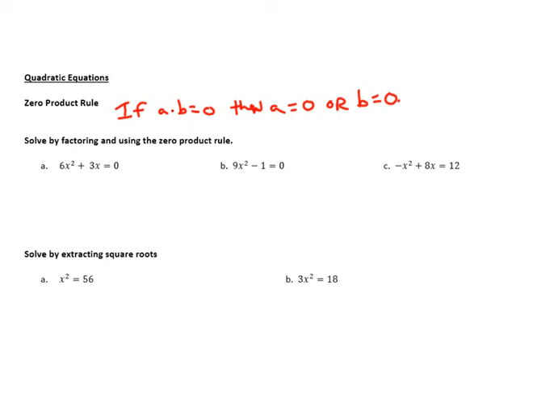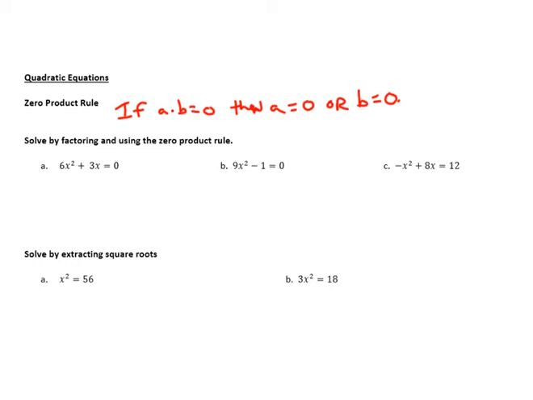Now we're looking at quadratic equations. Quadratic equations use the zero product rule as the most common way of solving them by factoring. The zero product rule is: if a times b equals 0, then a equals 0 or b equals 0. In order to get a 0, you have to multiply by 0, so one of the two things has to be 0. That also carries over if you had 3 things that were multiplied, 4 things that were multiplied, and so on. One of them has to be 0 in order to get a 0.